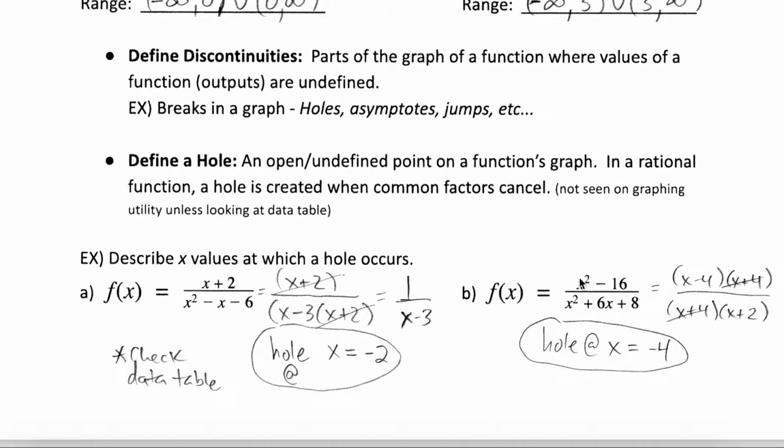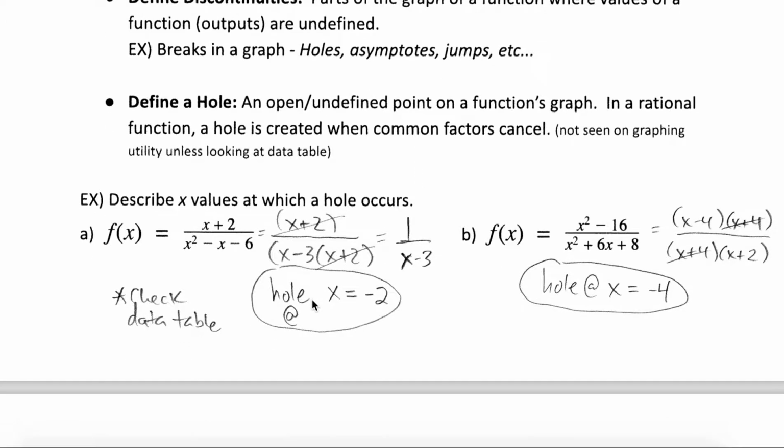All right, so next example, just continue to factor top and bottom, see if there's any common factors that cancel. If common factors cancel, the value that makes that factor 0 is the point at which your hole occurs. So canceling x plus 4 means that we have a hole occurring at x equals negative 4. You can check your data table if you want to confirm that.